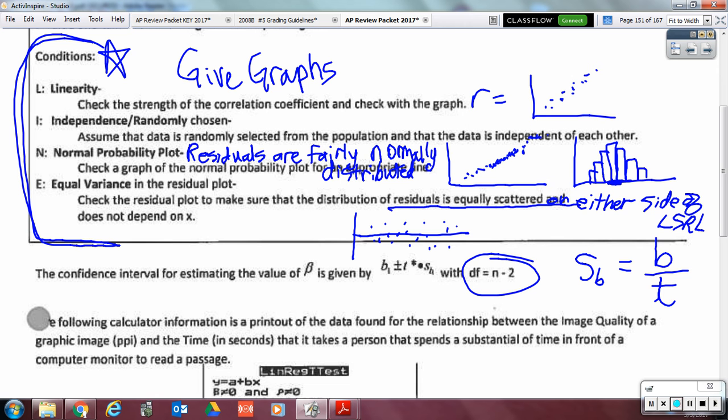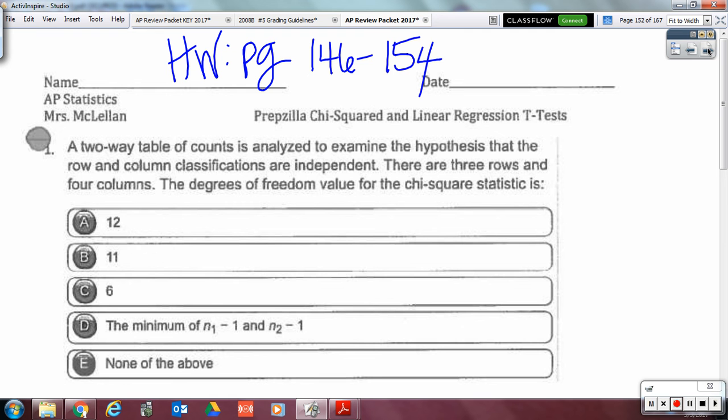Okay? All right. So your homework, final homework of the year, is pages 146 to 154. Okay? Last thing, 146 to 154.